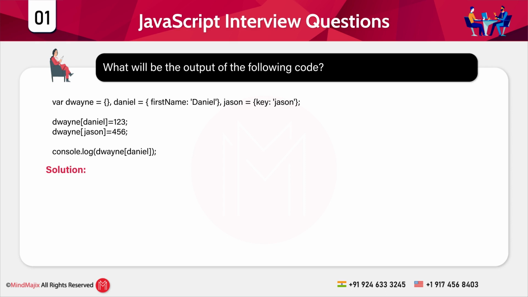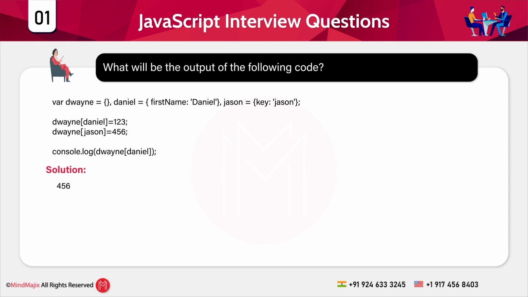So the answer is 4, 5, 6. Yes, because for Daniel, before this, the first name colon Daniel was assigned, but later on, the 1, 2, 3 is assigned. So the last assignment is always considered. So the answer is 4, 5, 6.